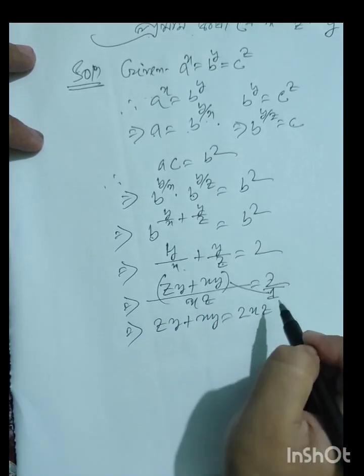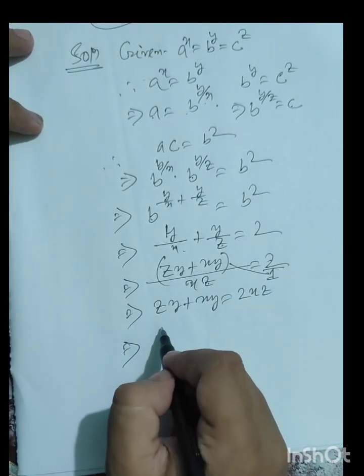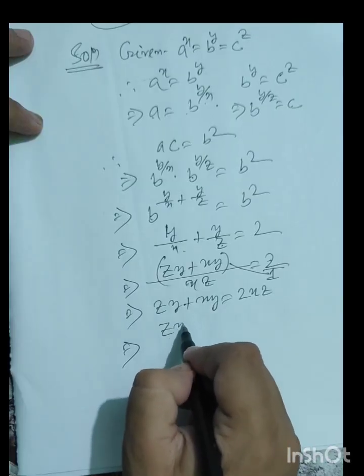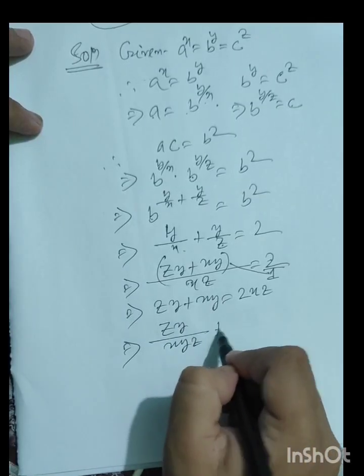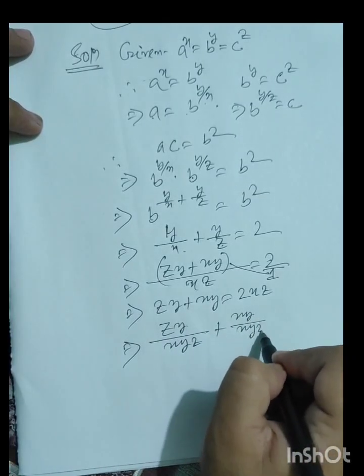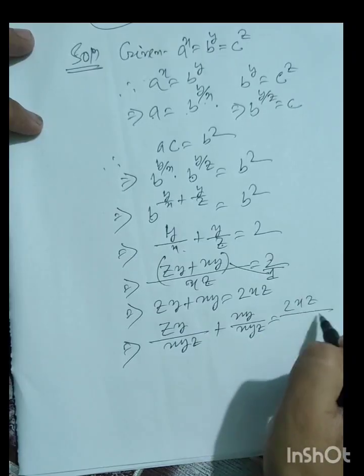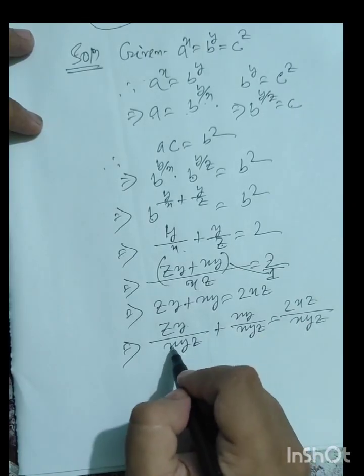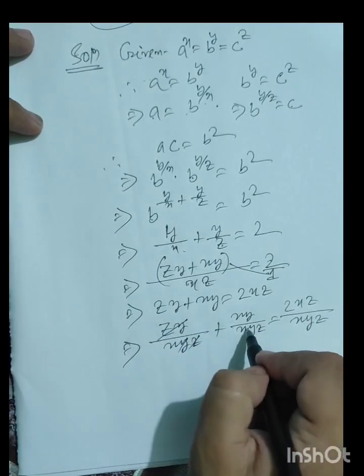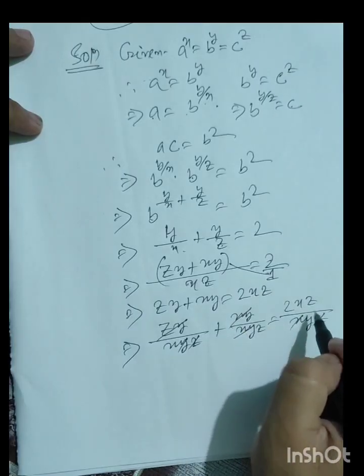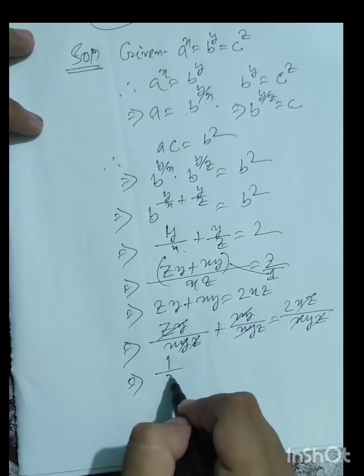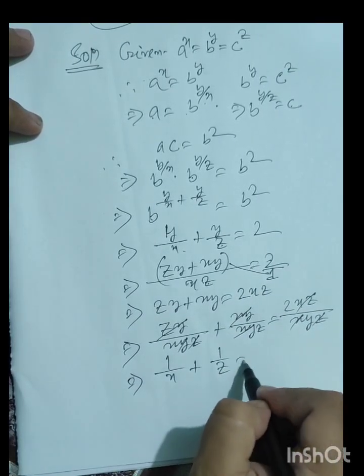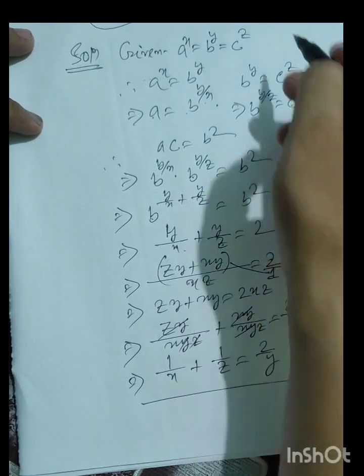এতিয়া আমি ক্ৰস কৰিম, zy plus xy, দুইৰে এটো পূৰণ 2xz. এতিয়া বুথ সাইডত আমি xyz দি হৰণ কৰিম, zy by xyz, xy by xyz equal to 2xz by xyz. zy cancel, xy cancel, xz cancel, থাকিব 1 by x plus 1 by z equal to 2 by y. এইটোৱে ইয়াৰ proof.